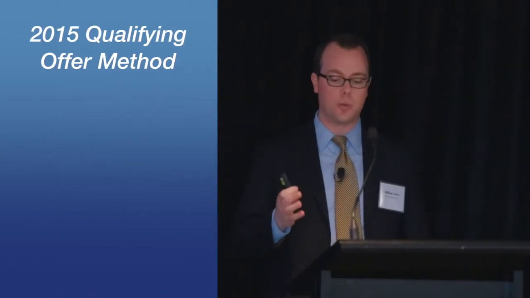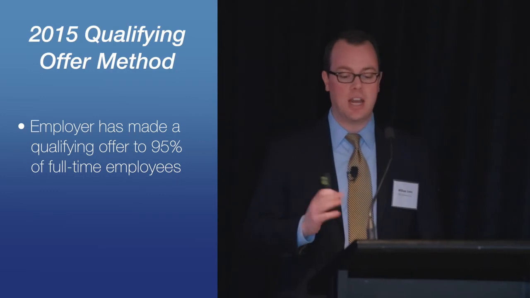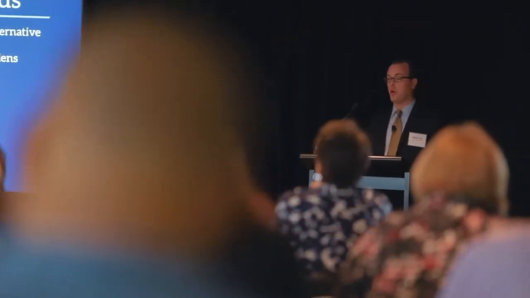The 2015 qualifying offer method for transition relief, this is only for 2015, and it's very similar to the previous one, but requires an employer to certify that it's made a qualifying offer to 95% of its full-time employees. So even more unlikely that you'll qualify for this. And then the 98% affordable offer.